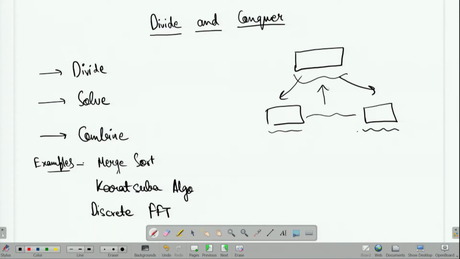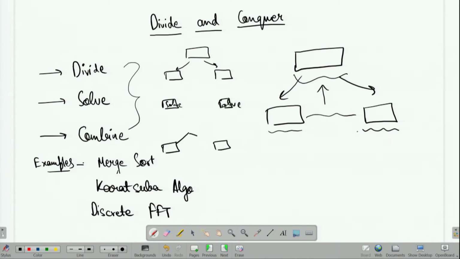That is, a divide and conquer strategy can be broken down into three steps. First is divide the big problem into smaller problems and then solve the smaller subproblems. And then once we have solved two small problems, we need to learn or have an algorithm which would be applicable in combining them to make a valid solution for the bigger problem.